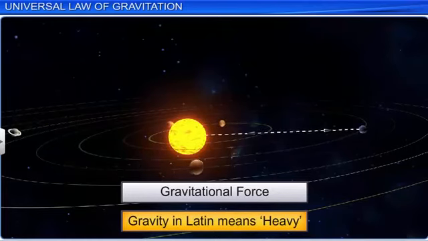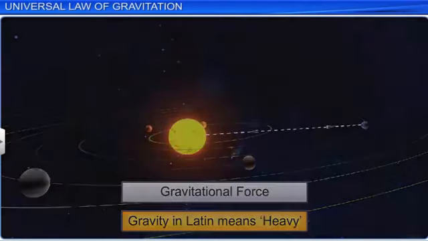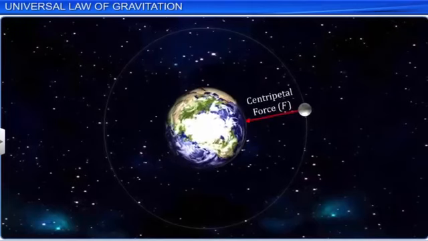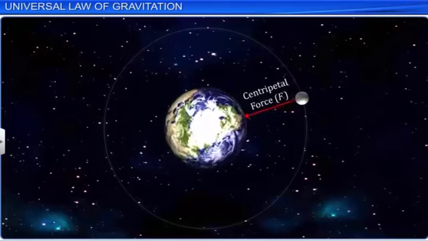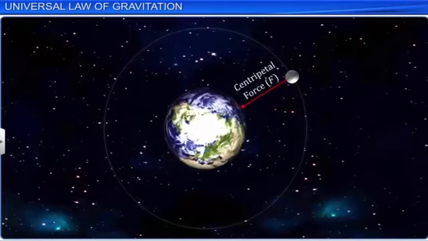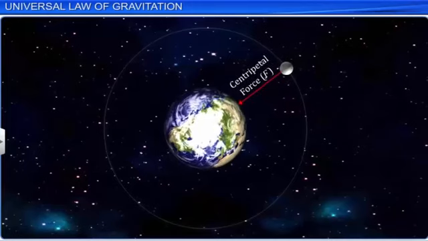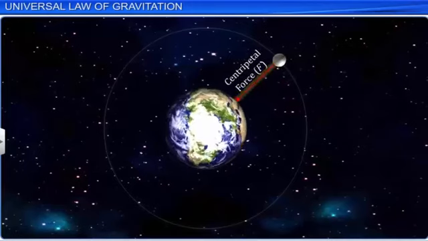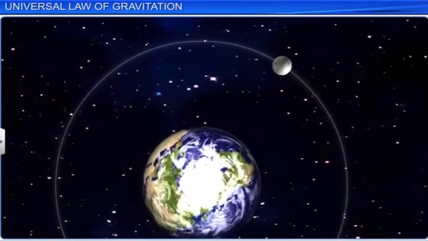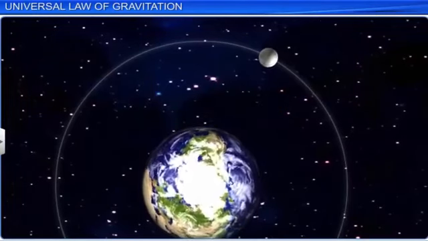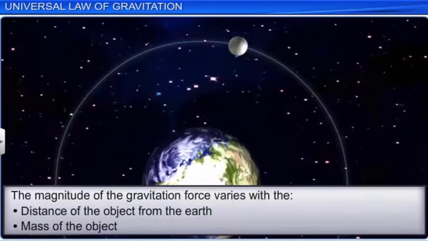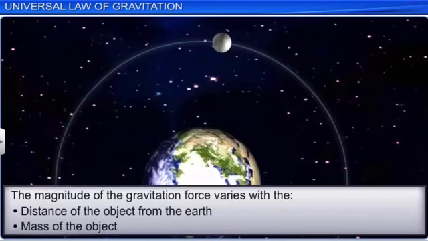The moon revolving around the earth is under the action of centripetal force, which makes it follow a curved path. This centripetal force is provided by the gravitational force between the earth and the moon, similar to that of the force between the apple and the earth. The magnitude of the gravitational force between any two objects varies with the distance between them, as well as their masses.